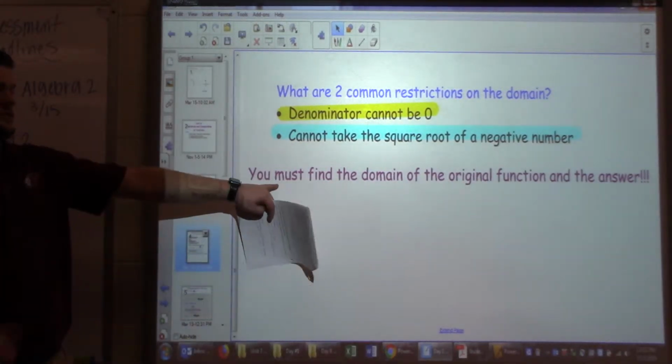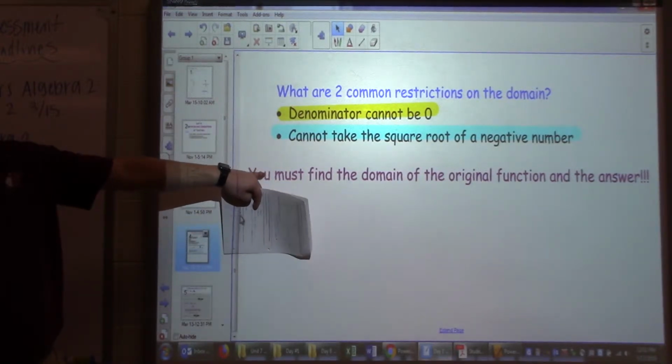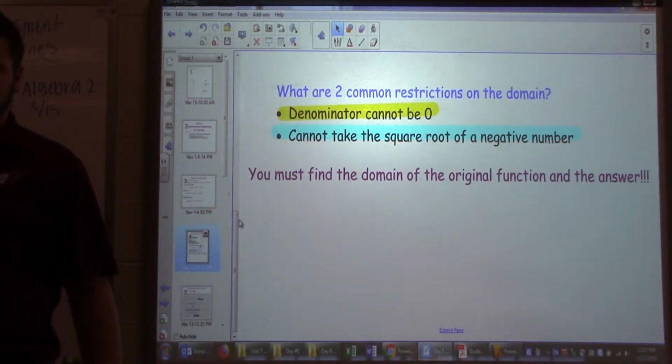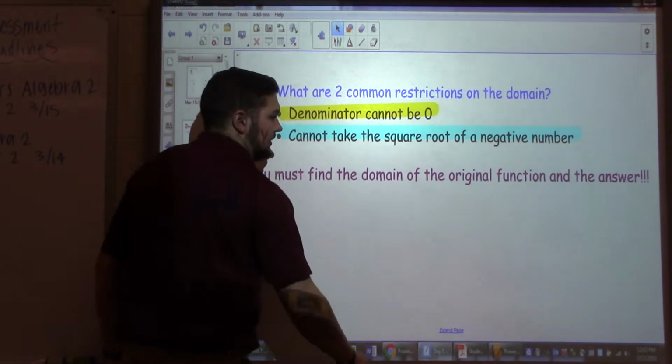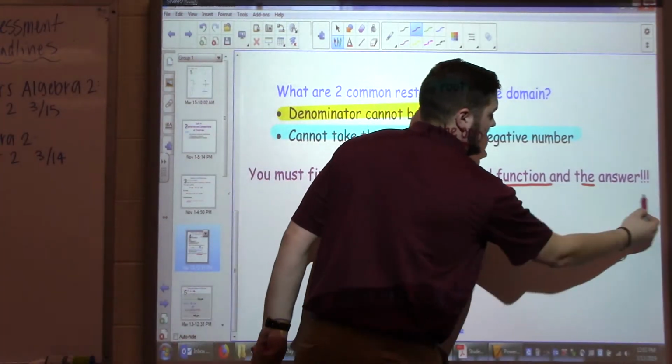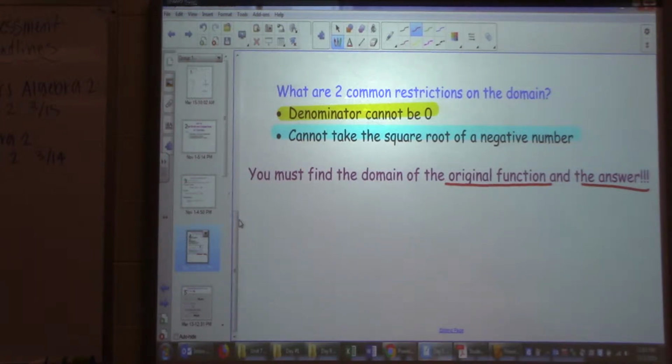This thing is huge too. Right here. This is what kids screw up the most. You need to find the domain of both the original function and the answer. So once we've done an operation to our function, you need to go back and look at the original and what you end with. That's what will tell you your domain. Okay? So you need to look at both of them.